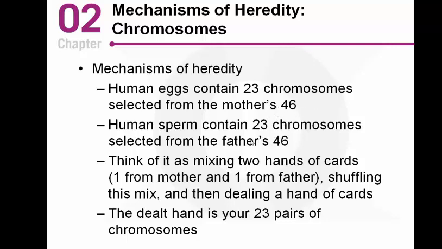Your dad has 46 chromosomes, and a sperm is going to contain 23 of those. So a person is going to have 46 chromosomes, which is 23 pairs. An egg has 23, sperm has 23. So when you combine those together, you get 46. And those 46 chromosomes are going to be half of your mom's and half of your dad's chromosomes.